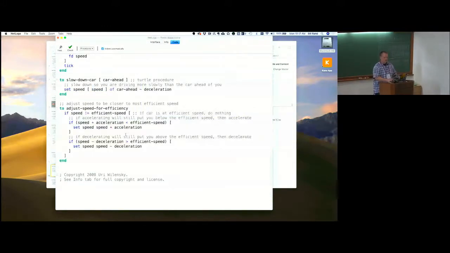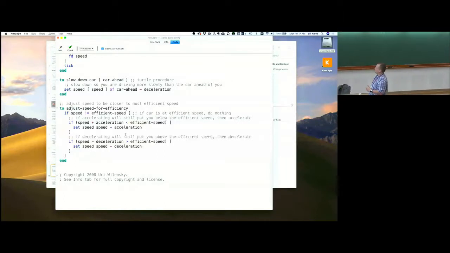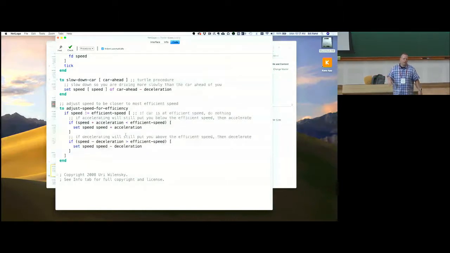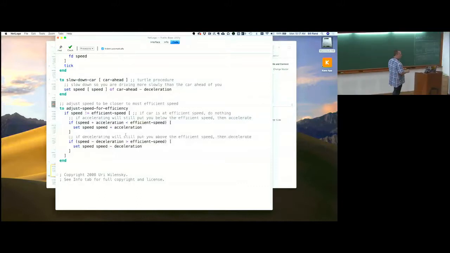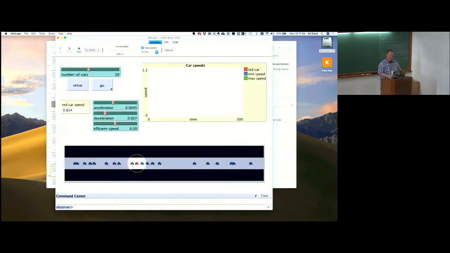It's going to try to adjust the speed to that efficient speed, whatever it is. Only in the case in which there isn't a car ahead of it, right? If there is a car ahead of it, it has to brake, no matter what. But if there isn't a car ahead of it, it will try and find a speed, and it will adjust its speed up and down to try and get to that efficient speed. So we're giving the car a little bit more complex cognition.